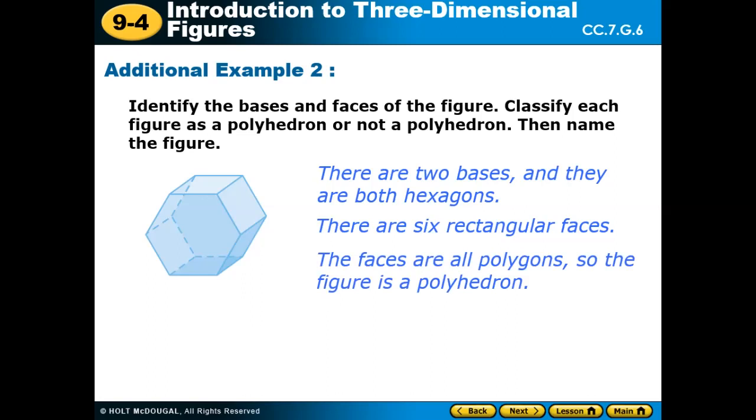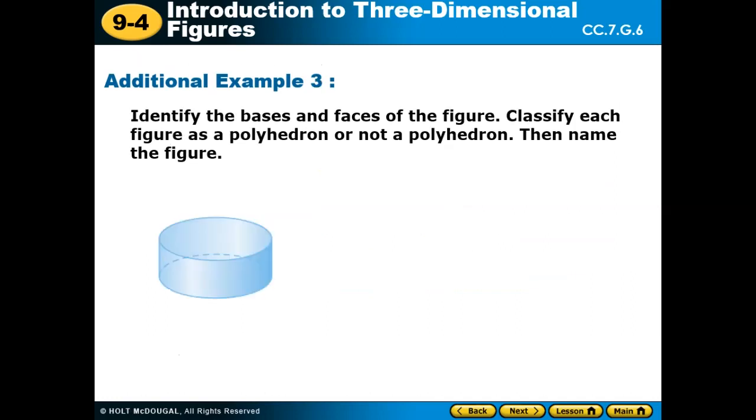How can I name this figure? I told you, it depends on the base. Here, the base is in the shape of a hexagon, right? And how many bases do I have here? 2, so it's a prism. If I have one base like the previous example, it will be a pyramid. If I have 2 bases, it will be a prism. So this one we call a hexagonal prism. Is it easy? Okay, let's see another example.